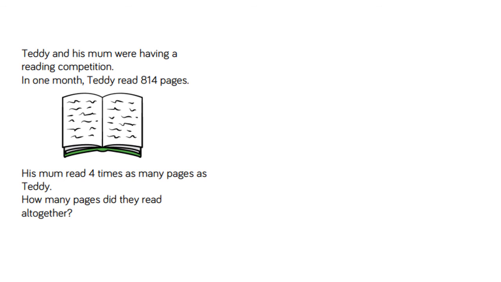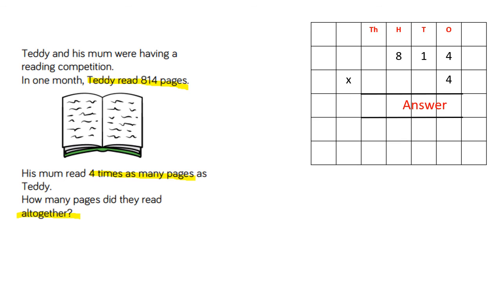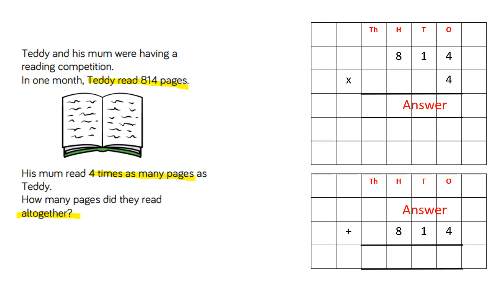Teddy and his mum were having a reading competition. In 1 month, Teddy read 814 pages. His mum read 4 times as many pages. How many pages did they read altogether? So it's not just asking you how many his mum read, it's asking you how many they read altogether. So this is actually a 2-step problem. So the first thing you're going to need to do is work out how many mum read, and you're going to do the amount Teddy read, which is 814, times 4, okay? And you're going to have an answer from that. Then, once you've got your answer, you're going to have to do the amount that Teddy read plus the amount that Mum read. So you have to add them together and you will get your final answer of how many they read altogether.